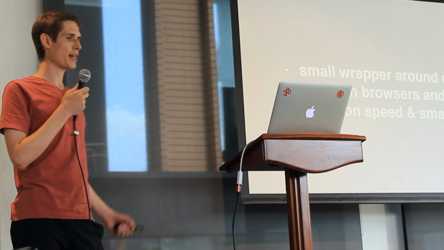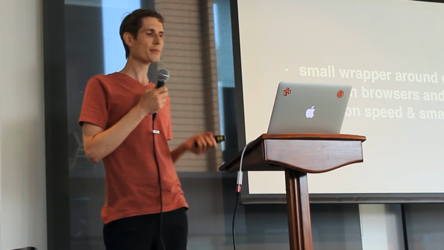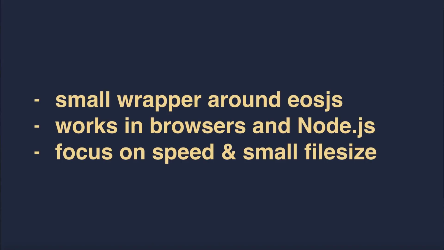I know that many of you really want to get started, so I'll keep this brief and simple. What I present is called SunBeam. It's a small wrapper around the EOSJS library. It's used to interact with the contract that Jeff wrote in C++.